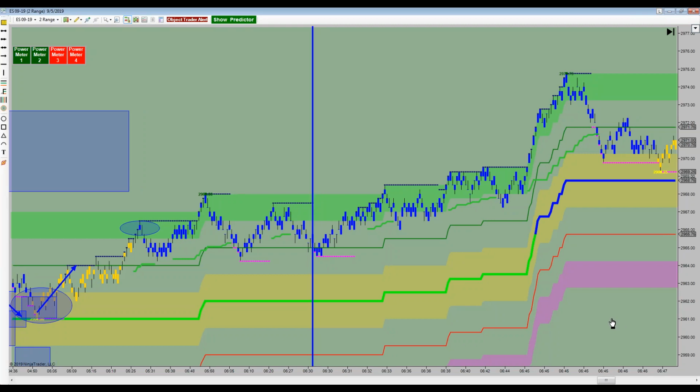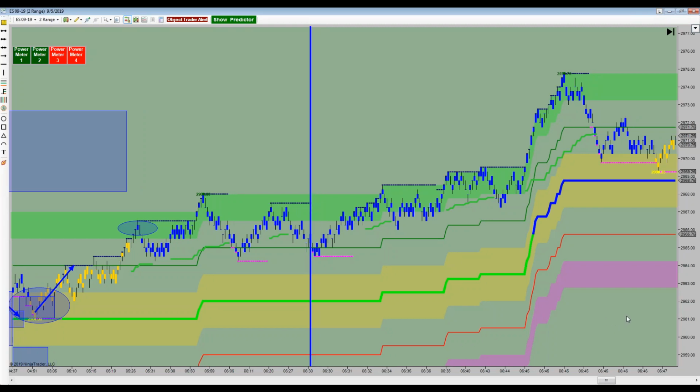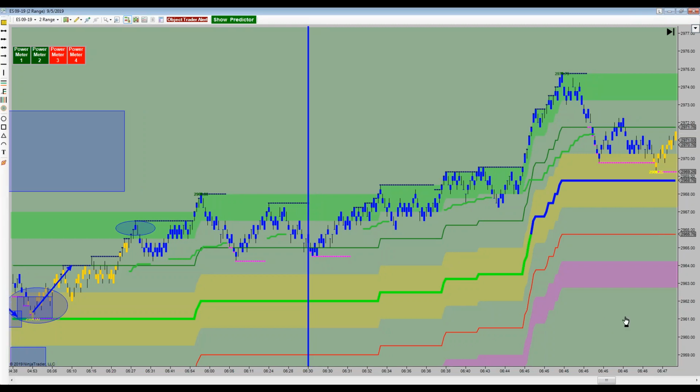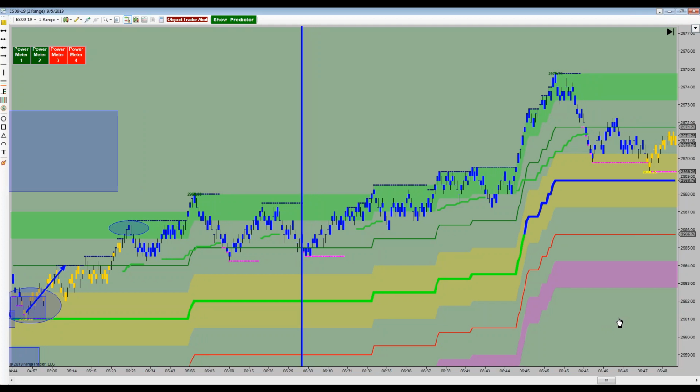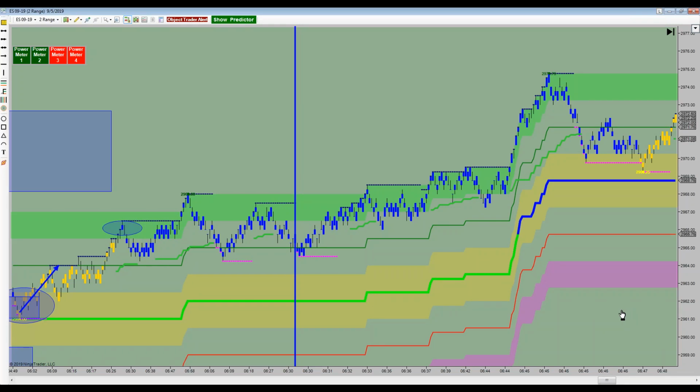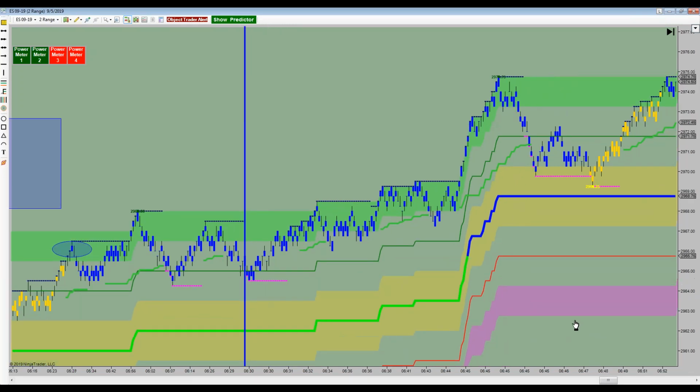Okay, there's 6:48. Mid-band long entries, ES, trading 17, 18 minutes into the equity market open. All right, I'm going to stop it there.